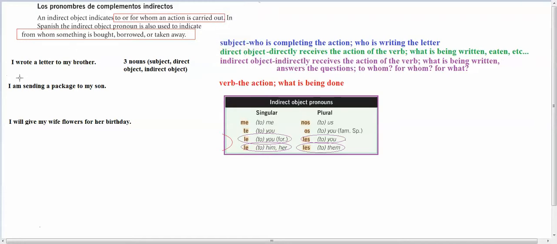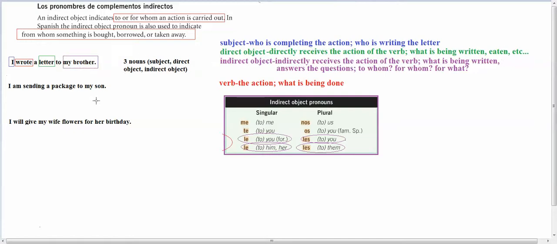So in the first sentence, I wrote a letter to my brother. This is your verb, wrote. Next, I think it's easiest to find the subject. Who did the writing? Who wrote this letter? That would be I. I wrote it. What was written? That's your direct object, a letter. And to whom was this letter written, or for whom was it written? It was written for my brother.